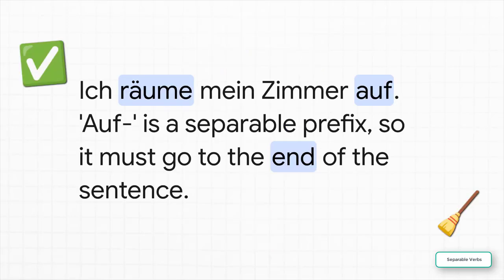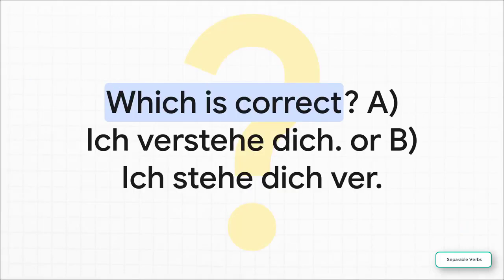And the answer is, ich räume mein Zimmer auf. Perfect, you got it. Auf is one of our classic separable prefixes, so it has to go right to the end. Okay, on to question 2.